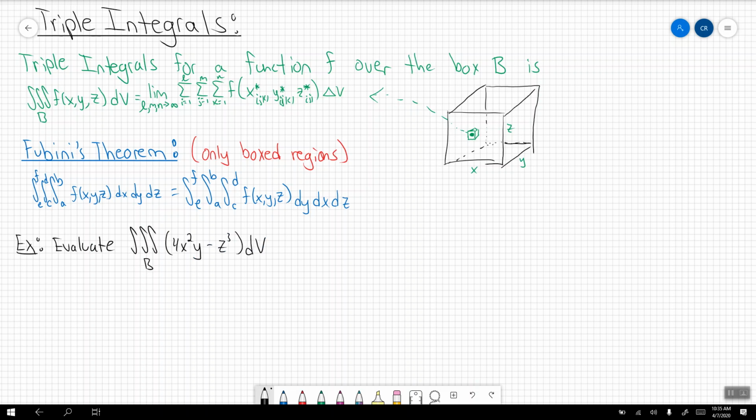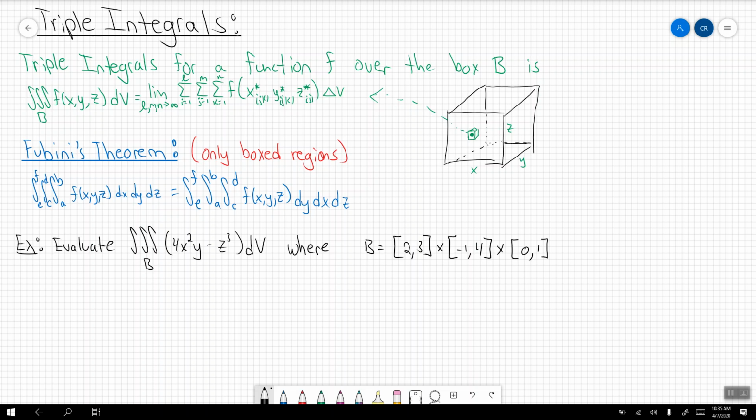We do the triple integral, and then we do a sub B here, which is the notation for the region. If it's B, it just means we're integrating over a boxed region. dV is a differential with respect to some volume that we're going to be looking at. And so this is where the boxed region is given by [2, 3] cross [-1, 4] cross [0, 1].